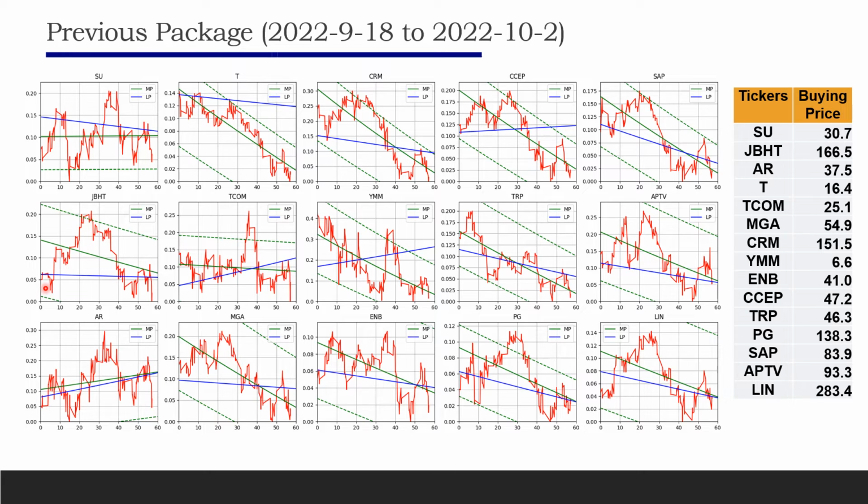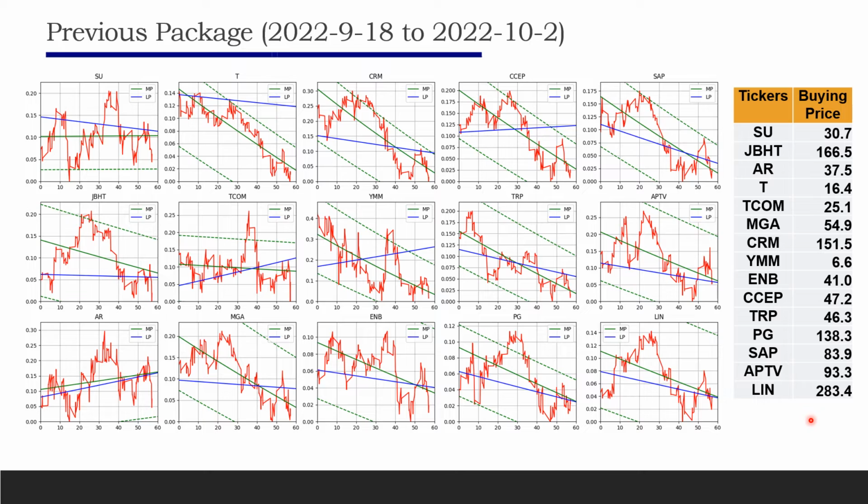Okay, now let's analyze the return of the previous package. This package I introduced on 18th of September for a duration of 2 weeks, means until 2nd of October. And here are the stocks in this package and the buying price. As usual, as I have explained in the previous video, these are the price at the market close on Friday. And since I usually buy on Monday, the price can be a little bit different than this.